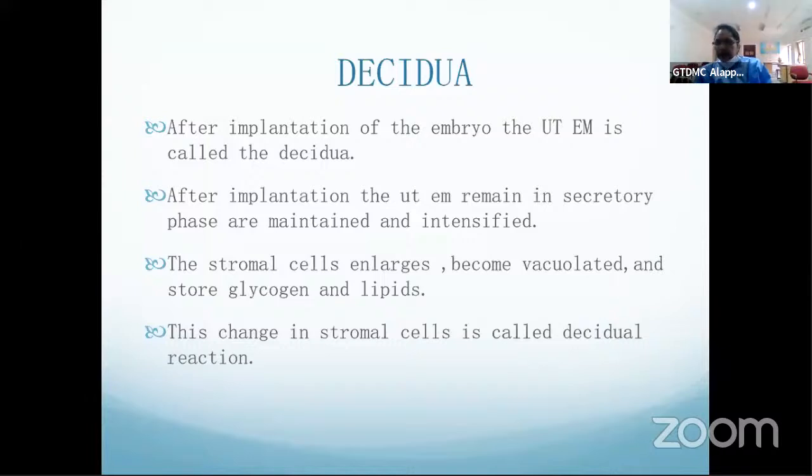That is for the further development of the embryo. Okay, then this change of stromal cells is called the decidual reaction. All these terms are very important.